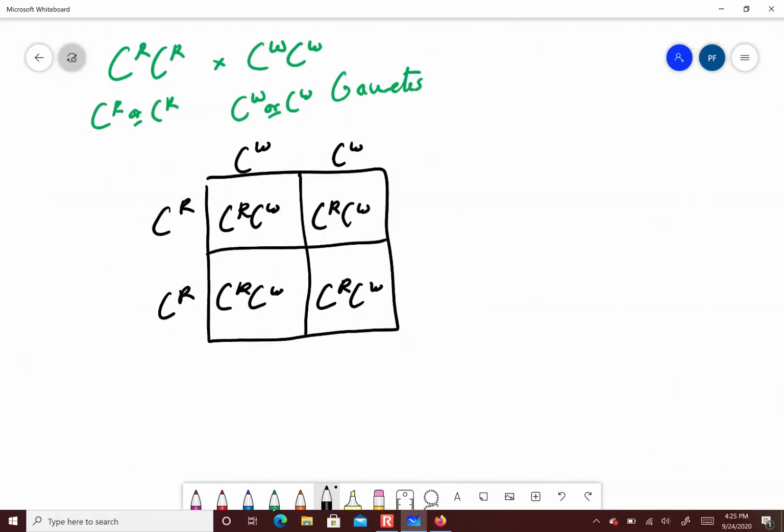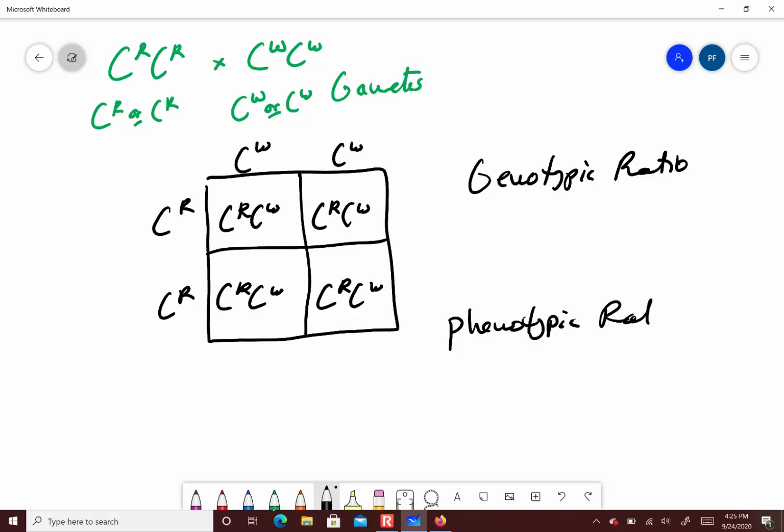All right, so we filled in our Punnett square. And then we can do our two ratios. Okay, we can do our genotypic ratio and then our phenotypic ratio. So again, I would suggest don't get lazy, write everything you might have. CR, CW, CW. It's okay if 0 is an answer.